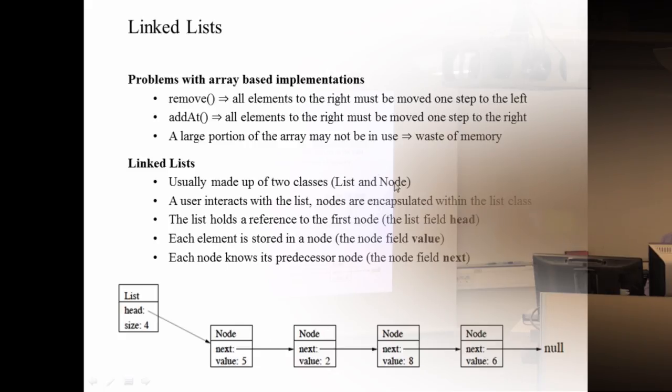Basically, each node will have two attributes. One will be the value, and the other will be the address to the next node. And what will be here? The list. The list will have two attributes as well. The first attribute will be the head, and the head will have the address of the first node in your linked list. And then, if you want to maintain information about the size of the list, you can have another attribute, size, which keeps the information about the size.